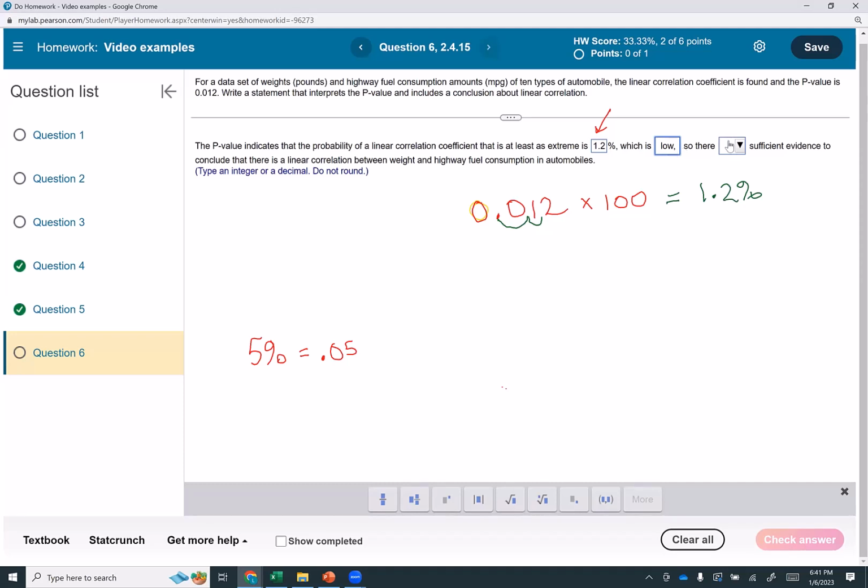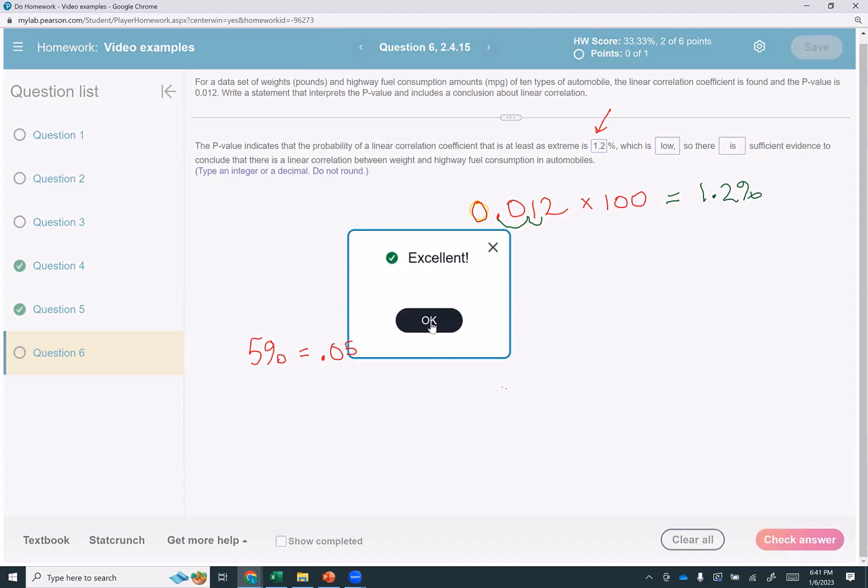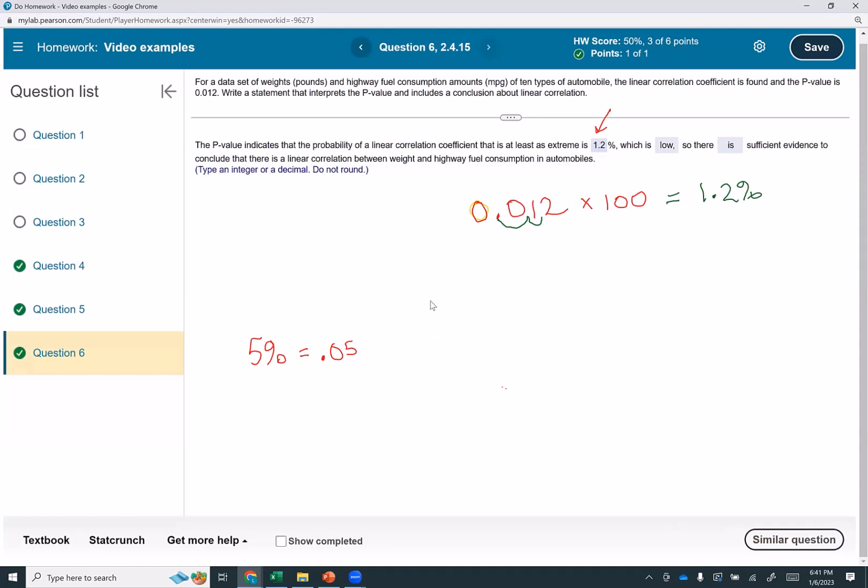When it's under 5%, there is sufficient evidence to conclude that there's a linear correlation between weight and highway fuel consumption in automobiles. If this was above 5%, it would be high. And let's check our answer. We did it. And that concludes this video of 2.4. This is it until next time. Thanks for watching.